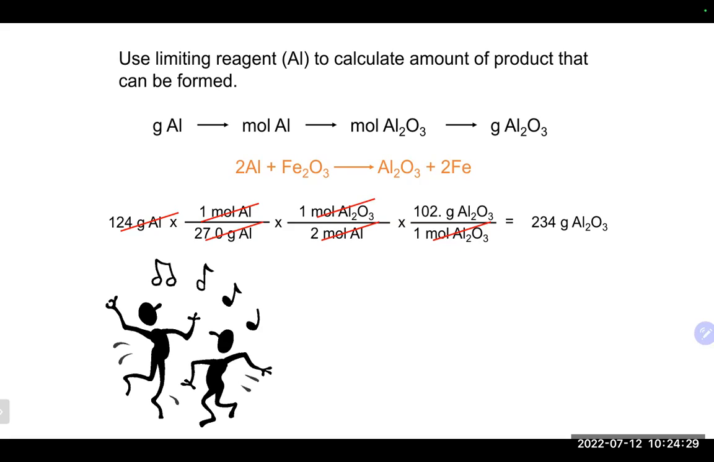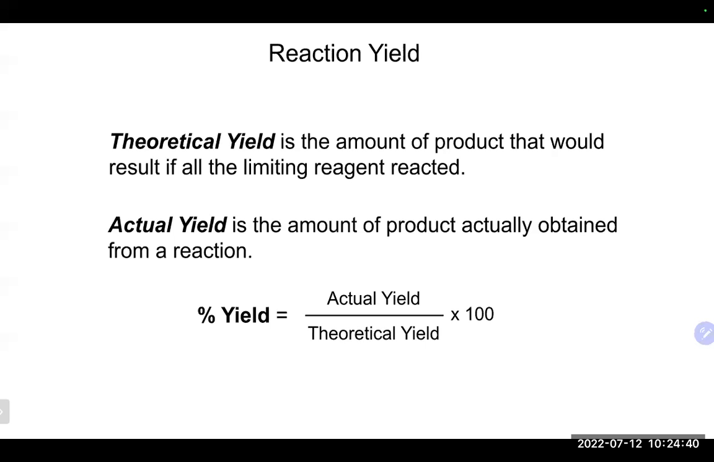And again, like I said, the third common approach is just to simply do two separate problems, and whichever one gives you the smallest amount is your limiting reagent. Any questions on any of that there? Like I said, I don't care which one you use, as long as you use a legitimate approach.